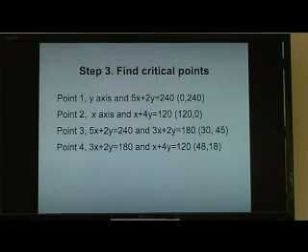Step 3. Find the critical points. At point 1, the y-axis and 5x plus 2y equals 240 is 0, 240. At point 2, the x-axis and x plus 4y equals 120, 120 and 0. Point 3, 5x plus 2y equals 240 and 3x plus 2y equals 180: 30, 45. At point 4, 3x plus 2y equals 180 and x plus 4y equals 120: 48 and 18.